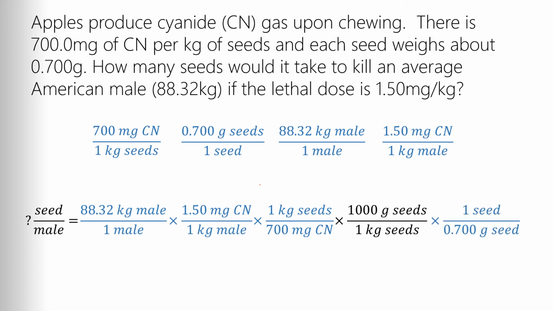One more conversion factor. Use the last of my units up here, the 0.7 grams of seeds per seed. That eliminates grams of seeds, leaves me in seeds per male, and I get that number out of my calculator, but it goes to 3 significant figures, right? 3 significant figures for the 0.700 and the 1.50. So that means 270 seeds per average American male to kill them with apple seeds. So I hope this helped a little bit to explain dimensional analysis. Be sure and start the practice problems that I've given you.